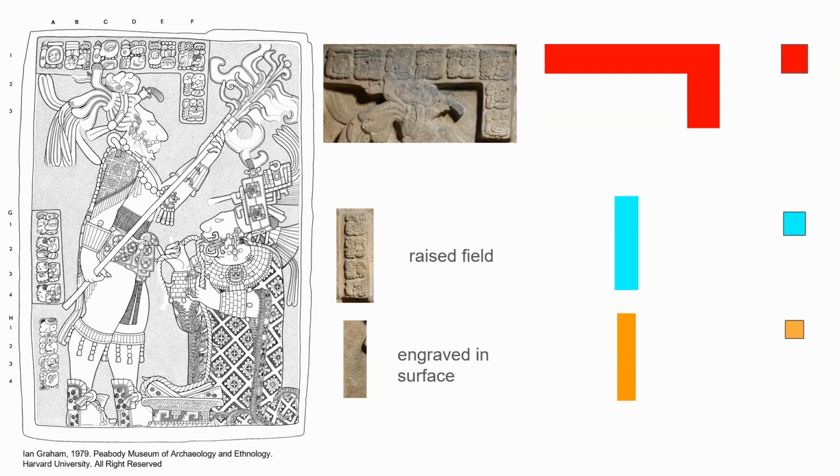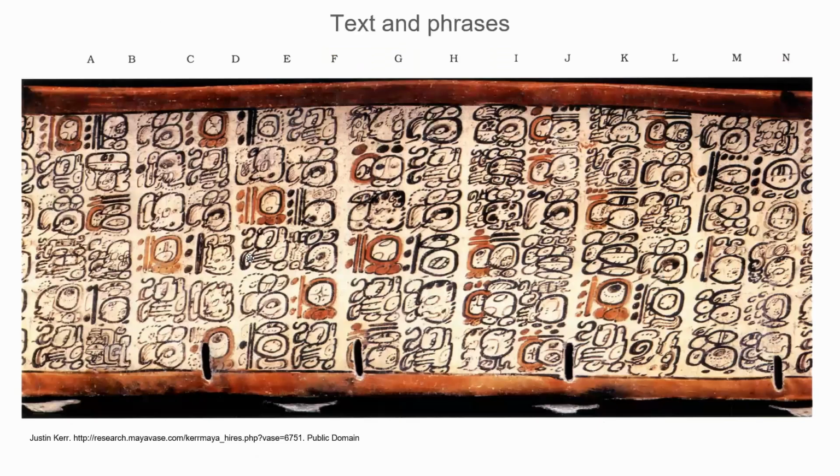It is another convention here, and engraved in the surface is the name of the artist. And also the size of the glyph is larger. This one and this one are different sizes. But we have three different texts within an artwork.